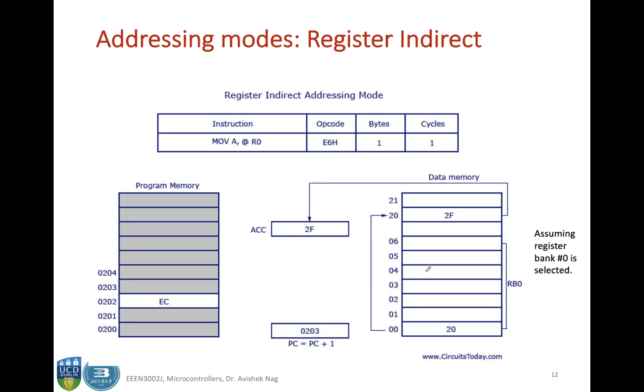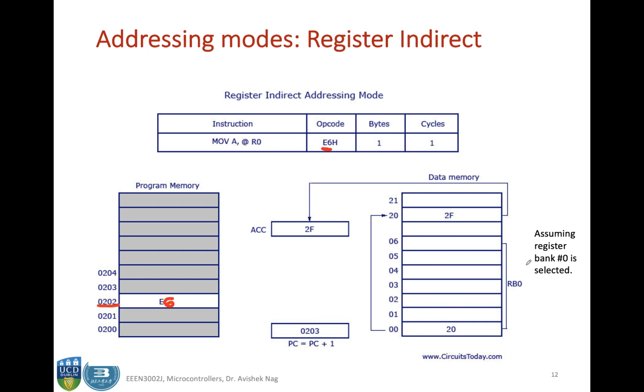So here is the schematic for register indirect. Again, note how the opcode changes here. So this will be 6. There is a typo here, so you have this in the 0202 location. It's identical to the examples before, and whatever is at R0, okay.